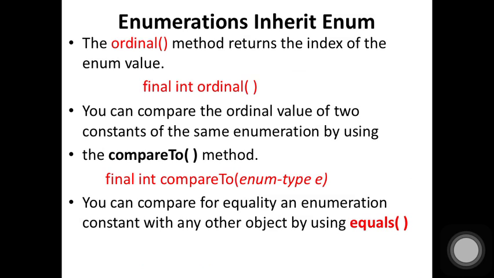Next is that enumerations inherit the Enum class. So internally the enumeration list which you are defining is going to inherit or extend the Enum class. There we have certain methods, the ordinal method which returns the index value, and one more method, compareTo, which is used to compare two ordinal values, the constants of the same enumeration. And we can compare the equality by means of equals.